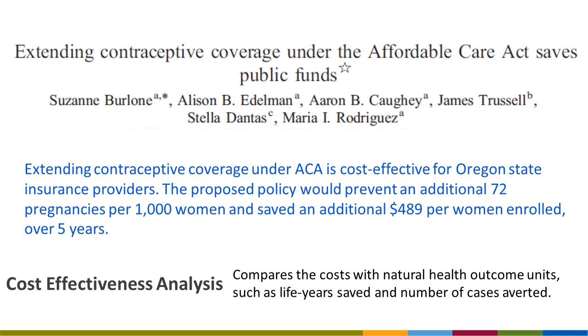So the next one is cost effectiveness analysis, and it compares the cost with natural health outcome units such as life years saved and number of cases averted. This example shows you that expanding contraceptive coverage under ACA is cost effective for Oregon state insurance providers. The proposed policy would prevent an additional 72 pregnancies per 1,000 women and save $489 per woman enrolled over 5 years.